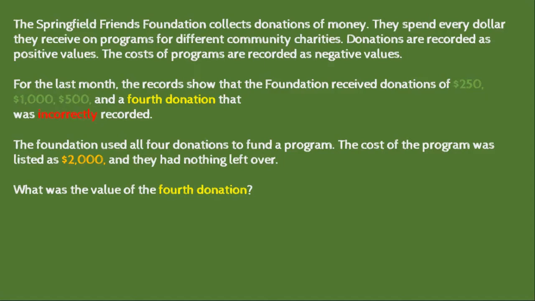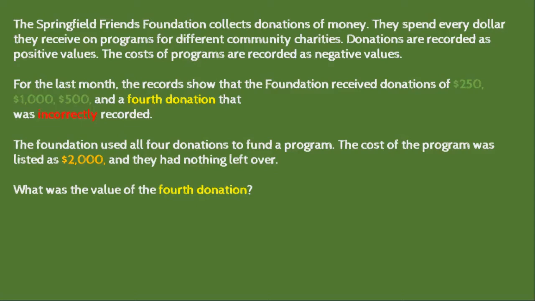For the last month, the records show that the foundation received donations of $250, $1,000, $500, and a fourth donation that was incorrectly recorded. The foundation used all four donations to fund a program. The cost of the program was listed as $2,000, and they had nothing left over. What was the value of the fourth donation?